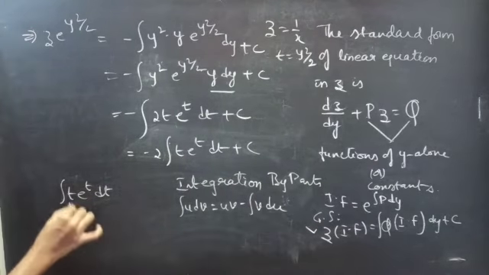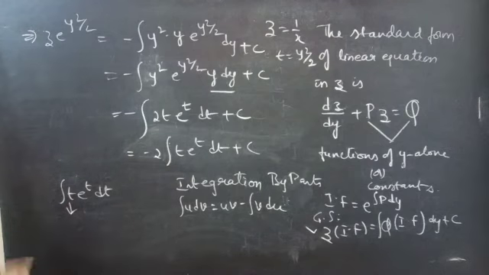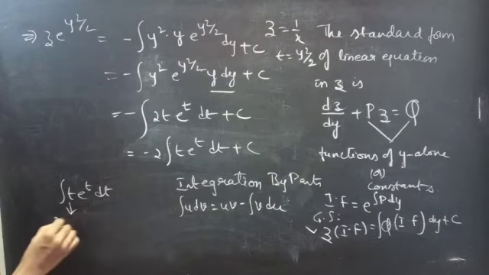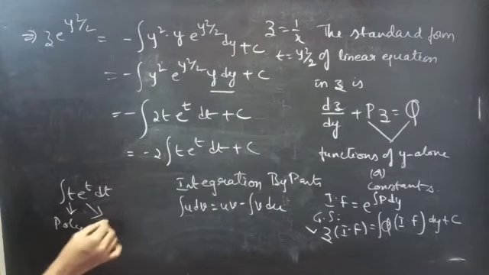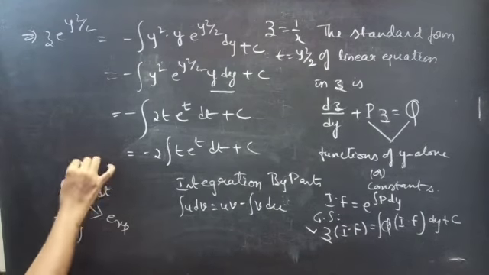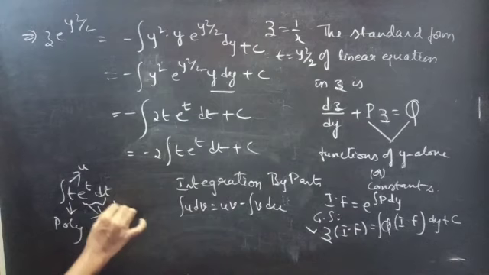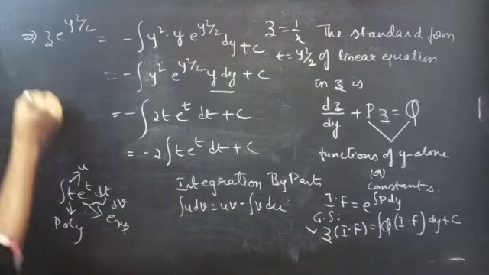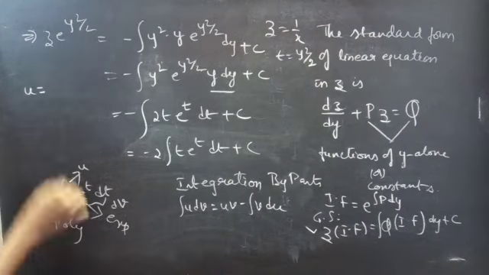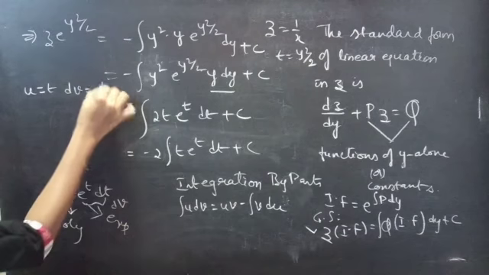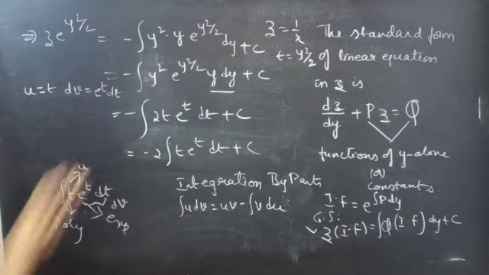See, the integrand is of the form polynomial function into exponential function, right? t is a polynomial function and e power t is an exponential function. Now take the polynomial function as u and the remaining as dv. Let u equal t and dv equal the remaining part, e power t into dt.